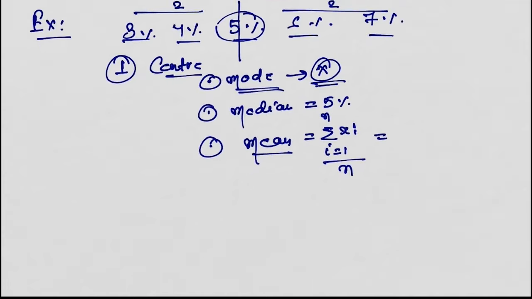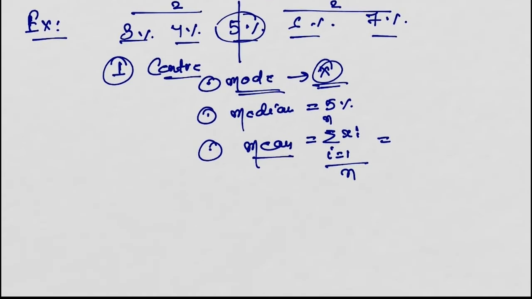So 3 plus 4 is 7, 7 plus 5 is 12, 12 plus 6 is 18, 18 plus 7 is 25, 25 divided by 5 is 5. So we are not worried about whether to use median as a central tendency or mean as a central tendency. The center of the data is 5.